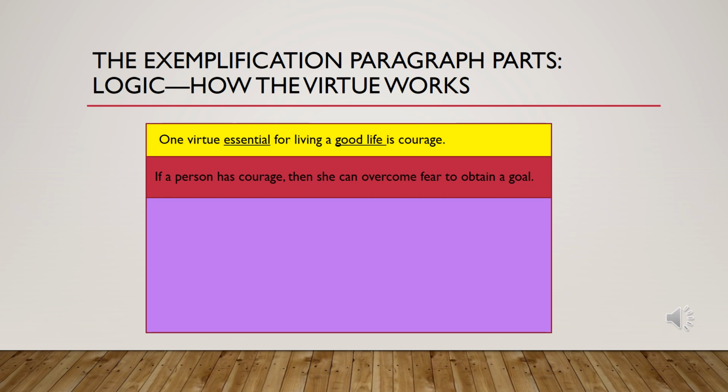So before we look at the example, we need to establish what the example is going to show. So that's our first part of modus ponens here. What I'm going to show you in the example is a person who has courage, and that person then overcomes fear, because that's what courage allows you to do, and then something good happens to the person because the person overcame fear. Let's go forward.